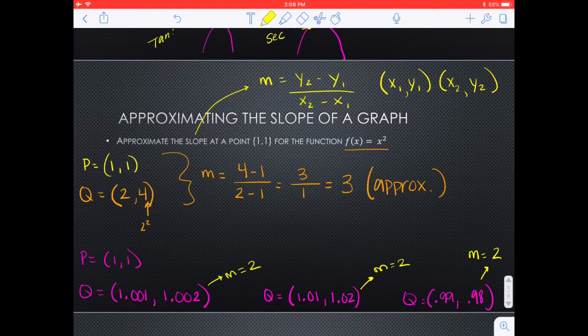So although when I solved it using whole number values, I got 3, as I thought about my limiting values, my limiting positions as I got closer and closer to 1, I actually end up getting that the slope is equal to 2. So that's an even stronger approximation of the slope of a graph.